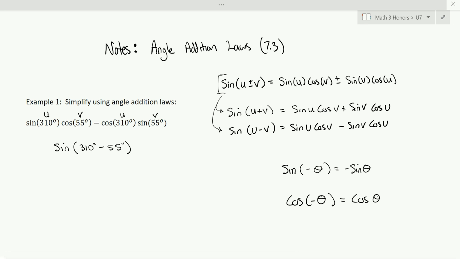But it does matter what sine is, and we'll get to that. We're going to practice these. But let's continue with this problem. What's 310 minus 55? 255.